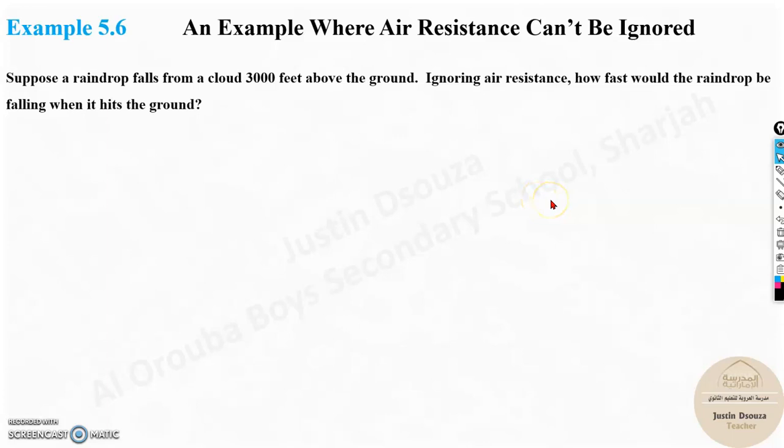Now we will see problems where we will ignore the air resistance, but the answer will be so weird. So, what is this air resistance? Before we start, in the previous problems you have seen, they have told us to ignore air resistance.